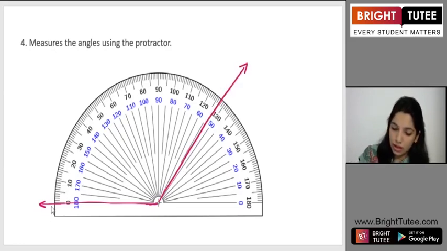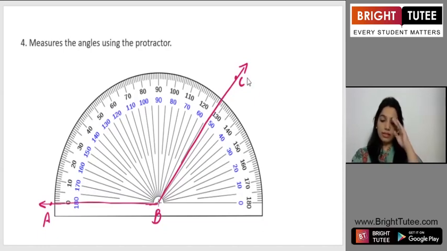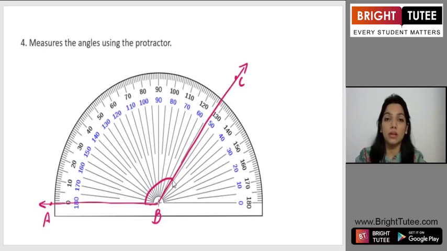Here let me name the angle: this is A, this is B, and this is C. First of all, look at this angle ABC. What do you think is the measure of this angle without even measuring using the protractor? Is this an acute angle, a right angle, an obtuse angle, or a reflex angle? This is an obtuse angle. So make this clear in your head that your answer should be something between 90 and 180. That is the first thing to check your answer yourself.